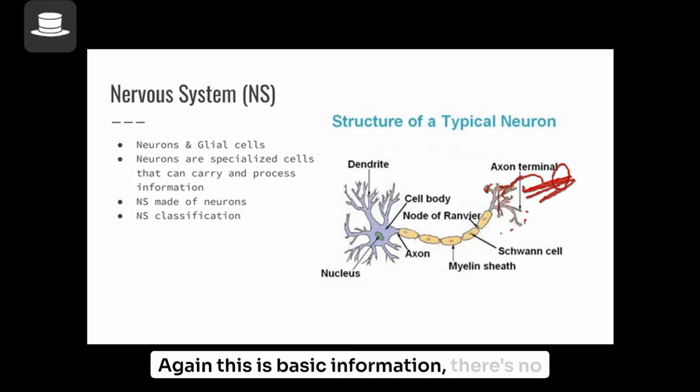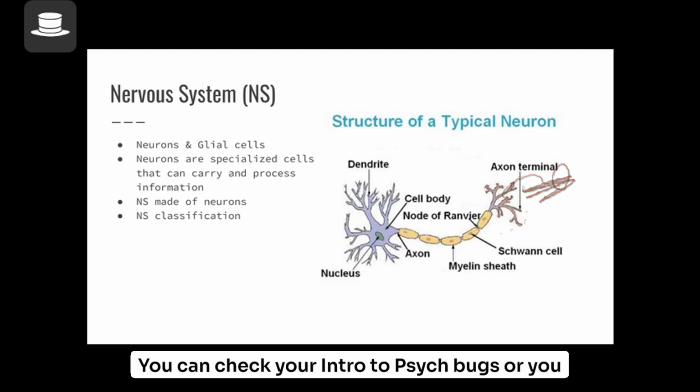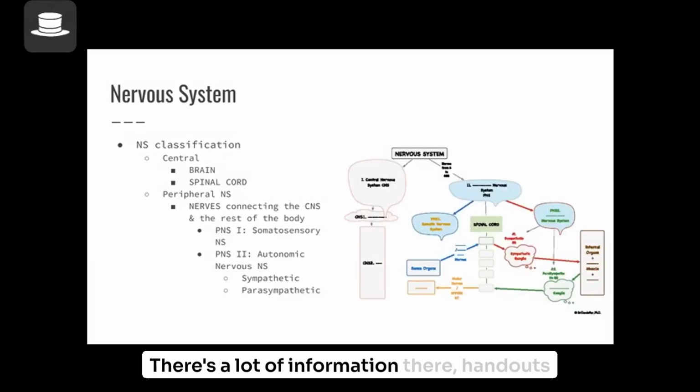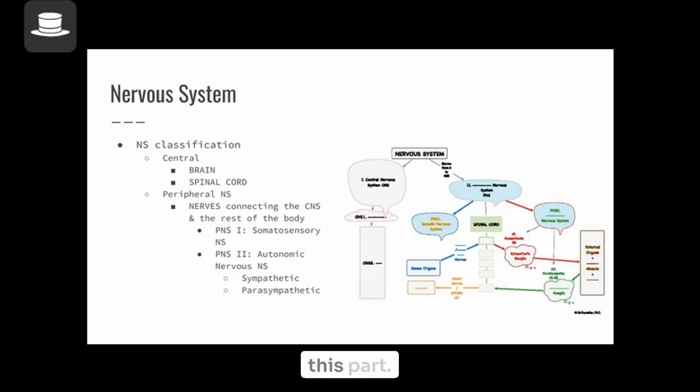Again, this is basic information. There's no need to go over this in detail, but I still want you to give it a quick review. You can check your intro to psych books, or you can watch the videos I have posted to give you a bigger picture of the nervous system. Again, watch the videos. They have a lot of information. There are handouts too. Try to fill in the blanks before you watch this part.